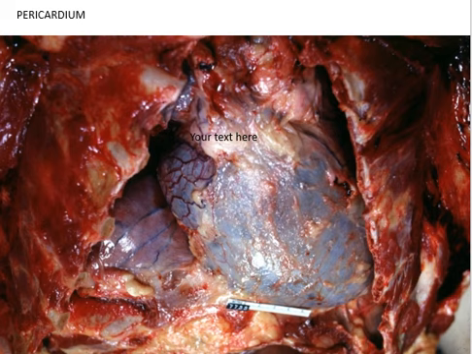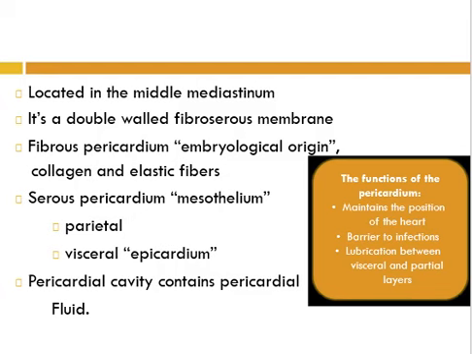In this cadaveric picture, you can see there is a thoracic cavity or thoracic cage. Here in the center is a heart which is surrounded by a whitish membrane or the covering, which is pericardium. Now, what pericardium actually is?